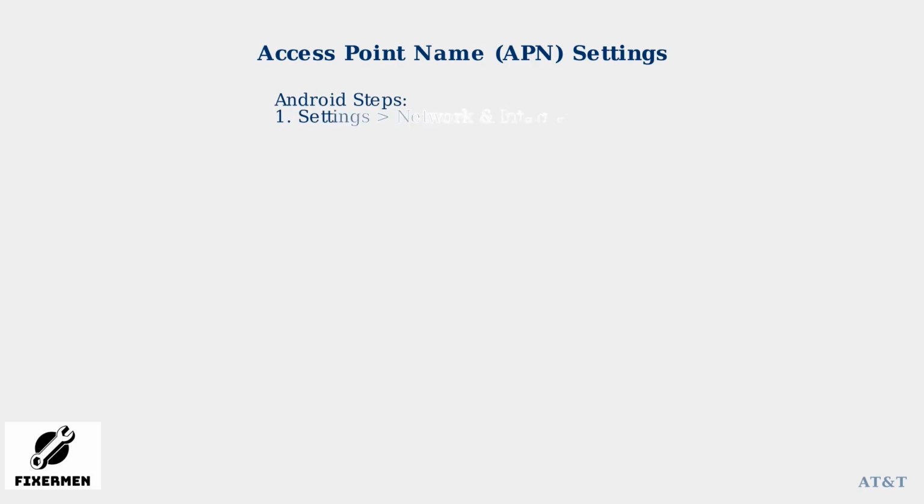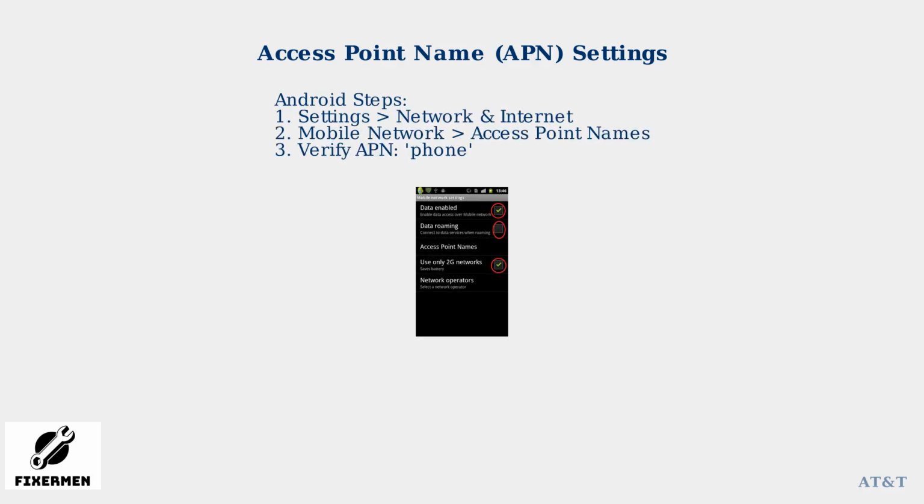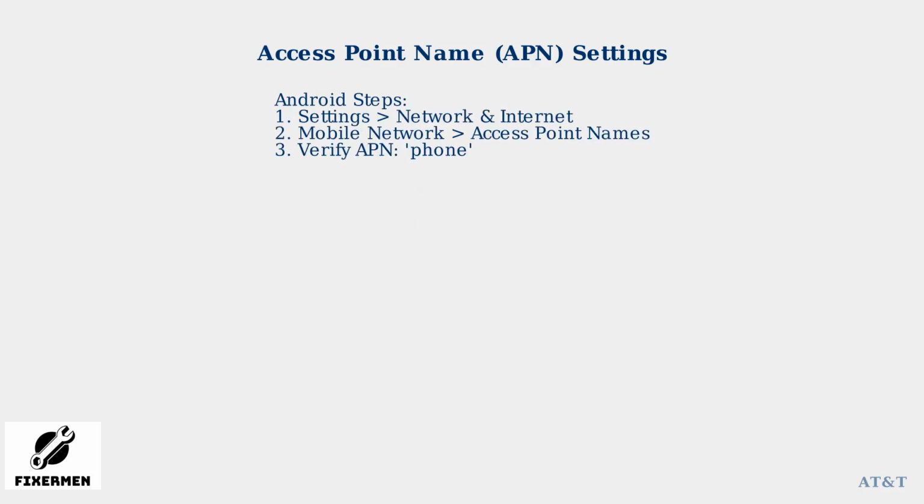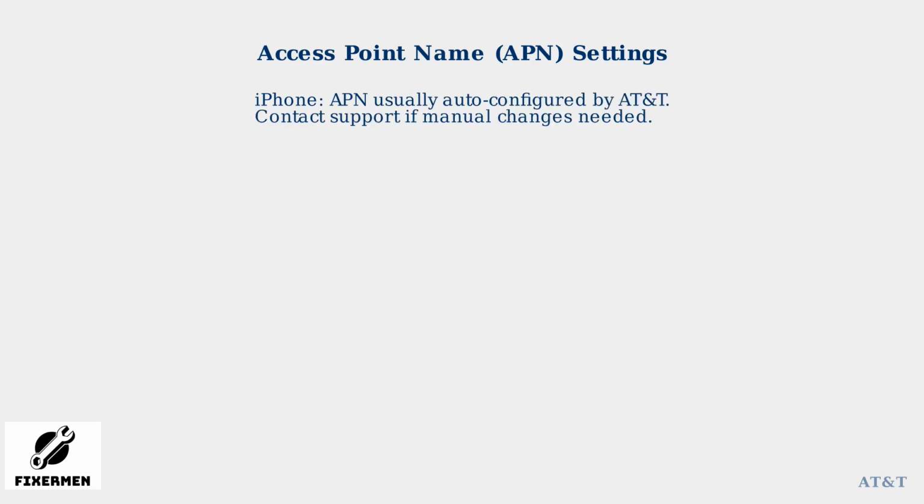On Android devices, you can check and modify APN settings manually. Navigate to Settings, then Network and Internet, Mobile Network, and Access Point Names. Ensure the APN field shows phone for proper data routing. For iPhone users, AT&T typically configures APN settings automatically during SIM activation. Manual changes are rarely needed, but if issues persist, contact AT&T support for assistance.